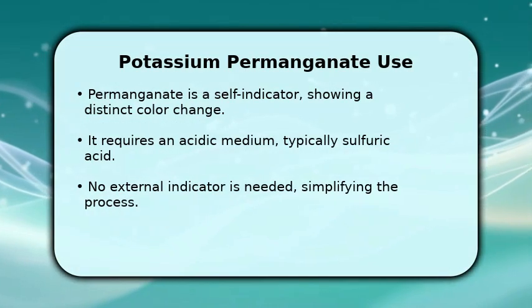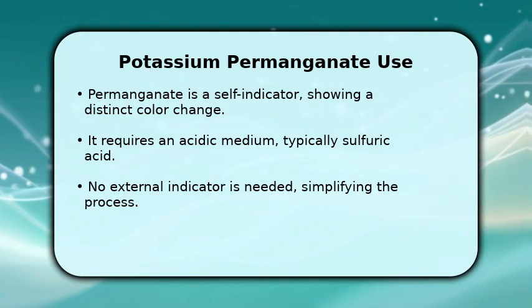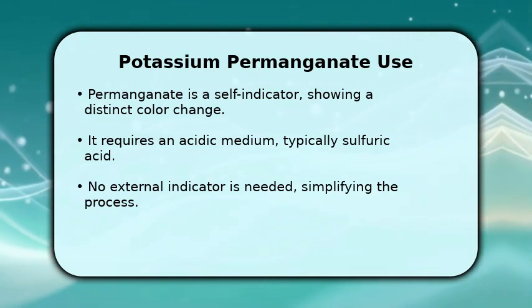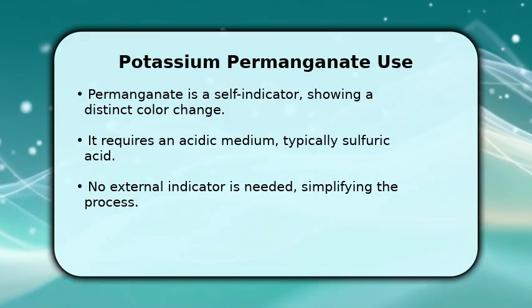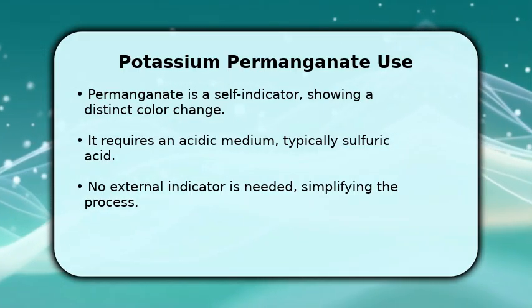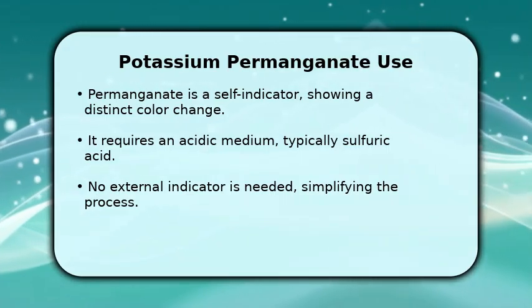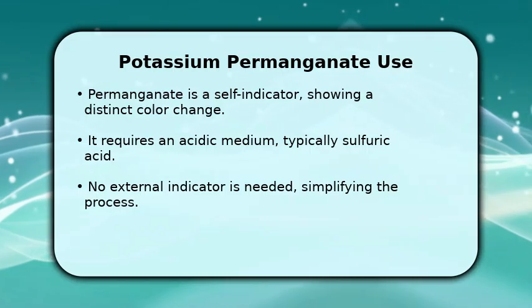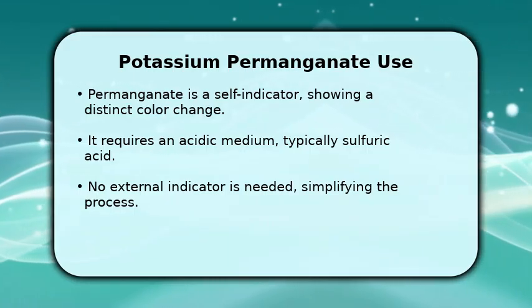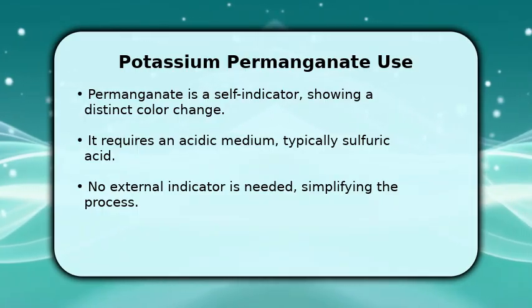Potassium permanganate is a powerful oxidizing agent, readily accepting electrons. Its deep purple color allows it to act as its own indicator. A persistent pink hue signals the titration's endpoint. This eliminates the need for an additional indicator, streamlining the experimental procedure. However, it's not a primary standard, so its concentration must be accurately determined before use.